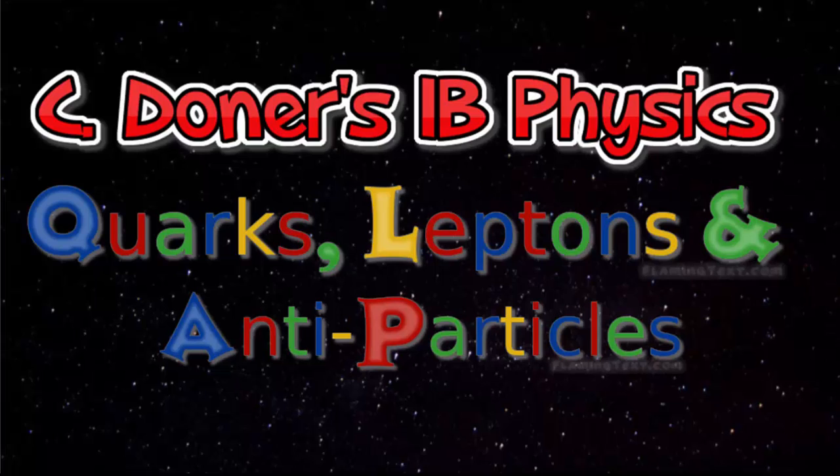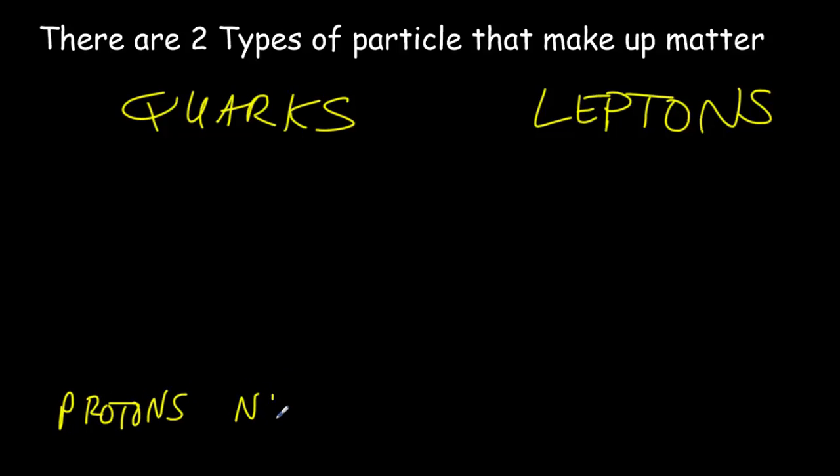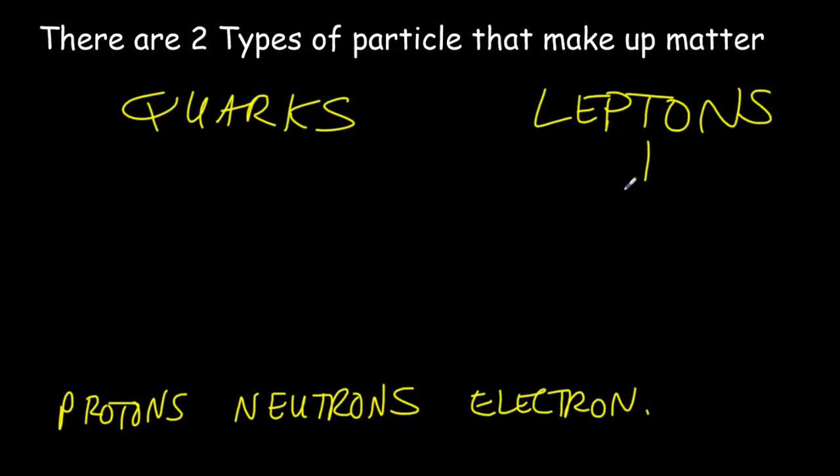Today we're going to talk about quarks, leptons, and antiparticles. So hopefully you recall from the last video, there were two types of fundamental particle that made up all of matter. There were the quarks and there were the leptons. And when I'm talking about matter here, I'm primarily talking about protons, neutrons, and electrons. And electrons are part of the group of leptons.